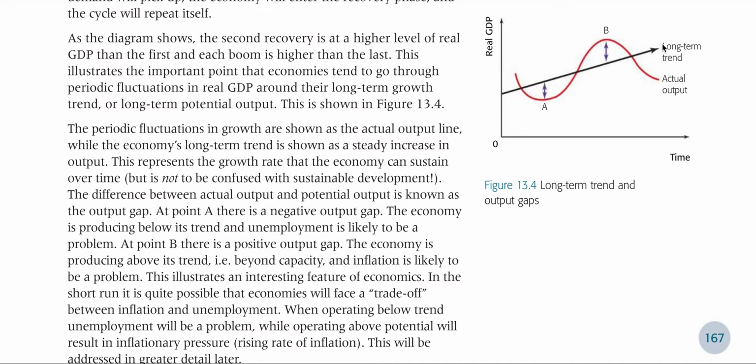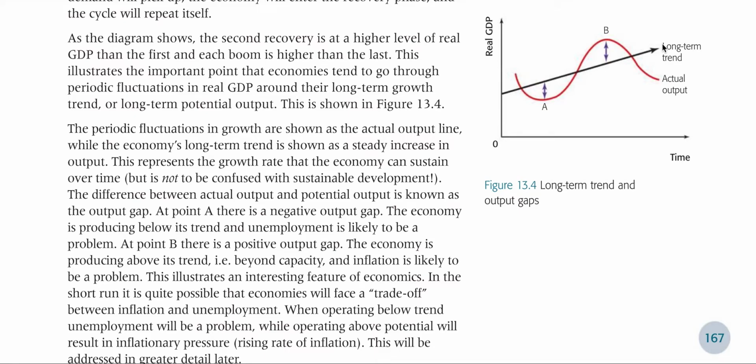And that's the general direction that the GDP is taking. Now, you're not always right at that line, but on average, it averages out long term to have that trend of growth. So this long-term trend shows an increase in output over time, and it kind of represents the growth rate that the economy can sustain over time.